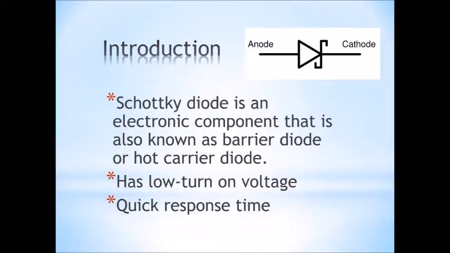So the junction is formed between the metal and the semiconductor, which is also known as metal semiconductor junction or MS junction. Schottky barrier is a potential energy barrier that the electrons have to overcome to cross the diode. Schottky diode has two properties, that is, lower turn-on voltage and also quick response time. I will talk about this later in the next slide.